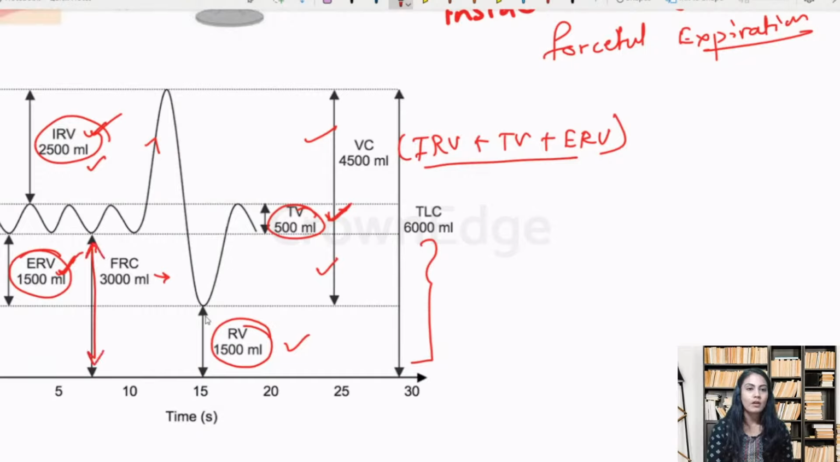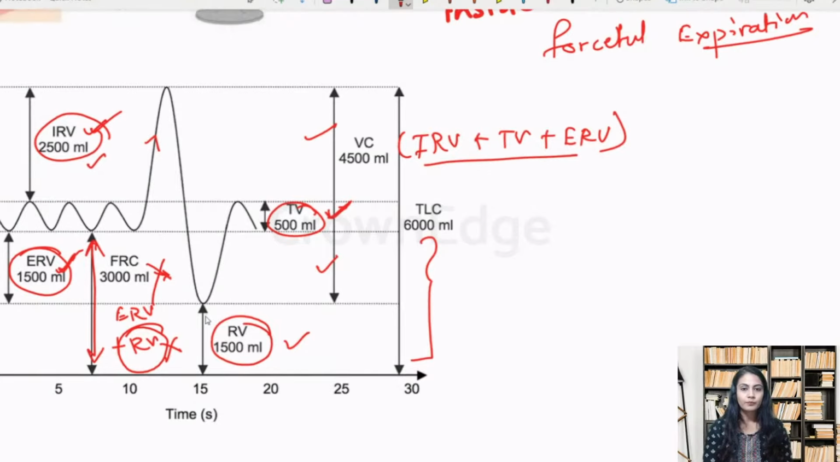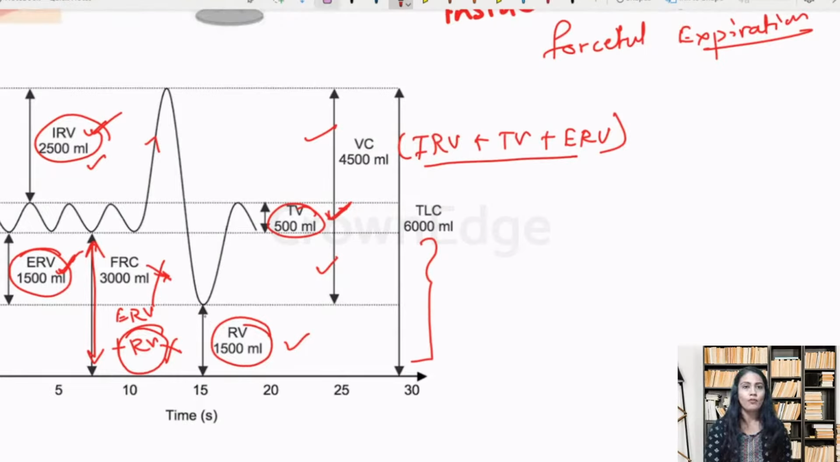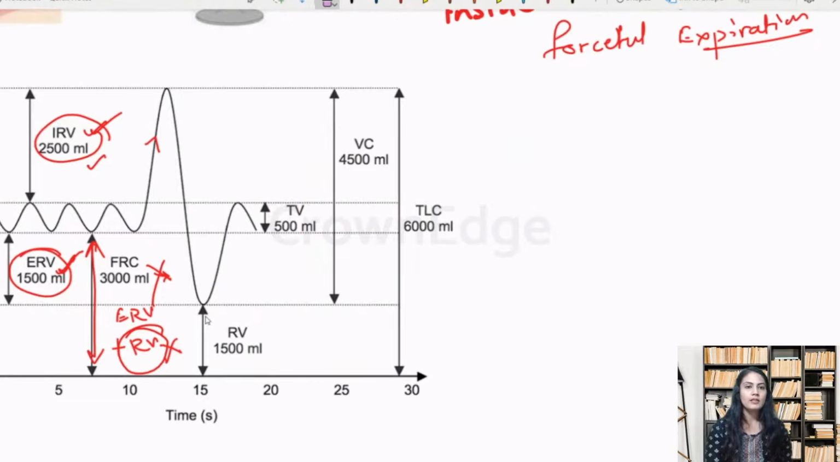You can see over here, it is the combination of ERV plus RV. I told you, whenever the residual volume is there, we cannot measure that. So if we cannot measure the RV, we cannot measure the FRC. And the total lung capacity is nothing but the combination of all of this, but it also contains RV, so we cannot measure that also.